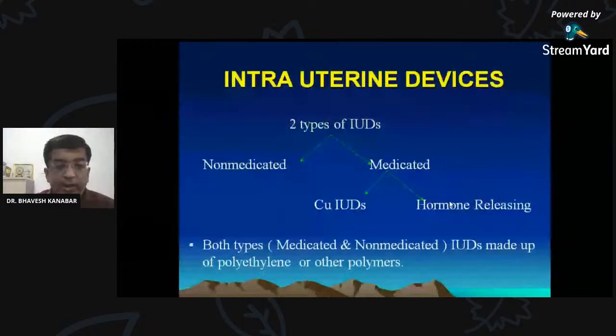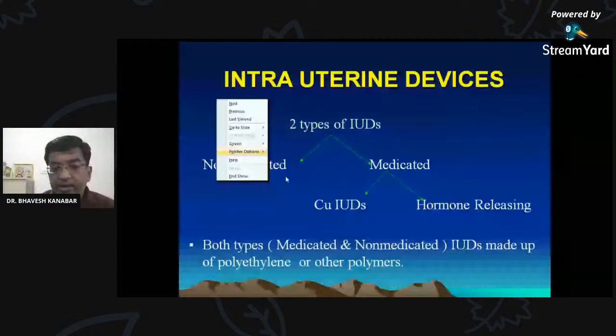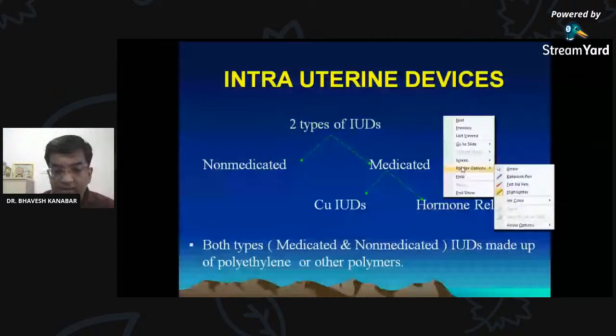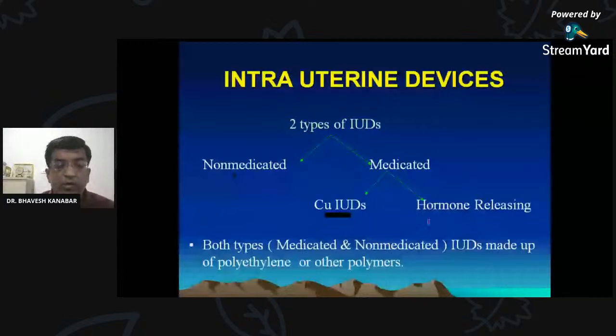So intrauterine contraceptive devices are basically of two types: non-medicated and medicated devices. Medicated devices are again of two types: copper releasing contraceptive device and hormone releasing intrauterine contraceptive device. Both types, medicated as well as non-medicated IUD, are made up of polyethylene or other types of polymer. This can be asked in your MCQ: polyethylene.